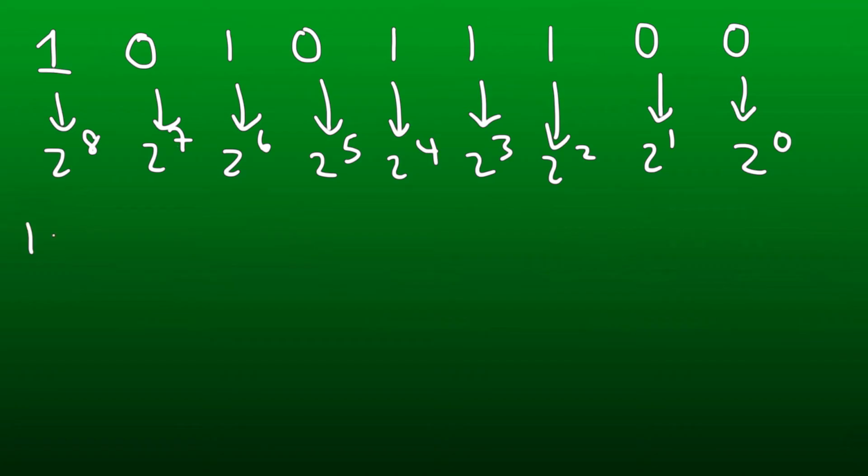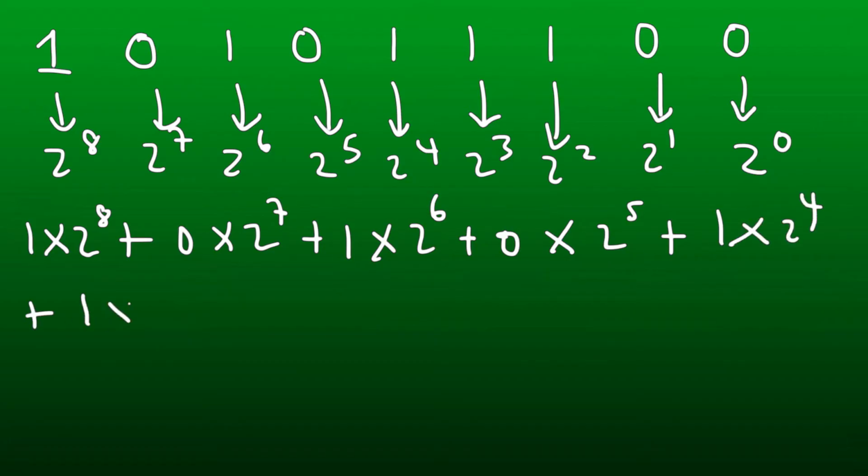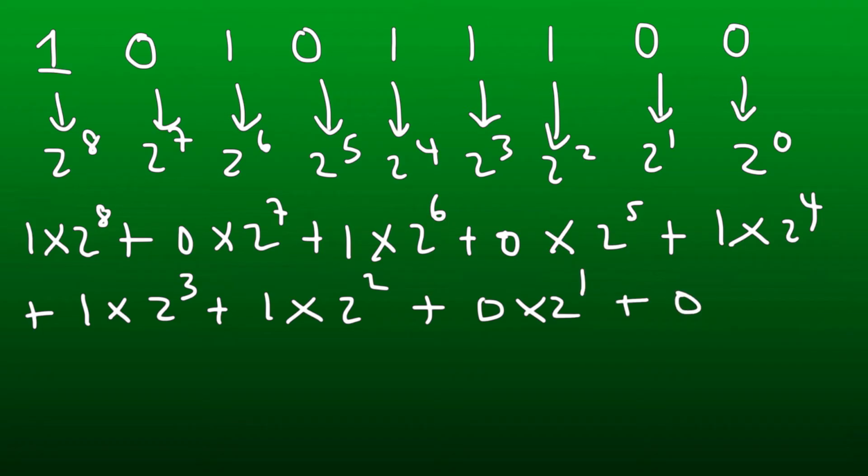And so we're going to have 1 times 2 to the 8, and then we're going to multiply these two. So that's going to be 0 times 2 to the 7, and then 1 times 2 to the 6, and then 0 times 2 to the 5th, and then after that it's 1 times 2 to the 4th, plus 1 times 2 to the 3rd, plus 1 times 2 squared, plus 0 times 2 to the 1st, plus 0 times 2 to the 0. Now, I don't need to write all of this because we really don't need the zeros, but I want to show you the process by which we can convert all of these other number systems into the decimal system.